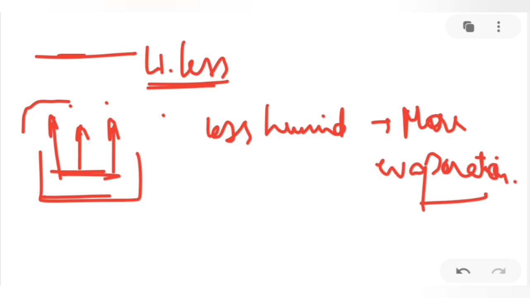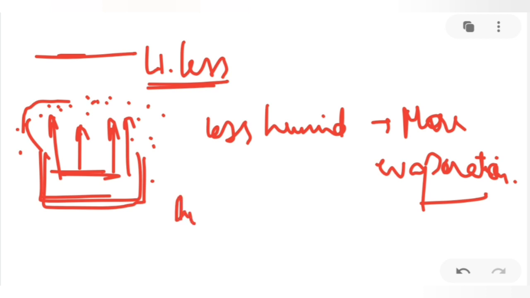And if there are so many water droplets in the surroundings, and we also have water in the container, less water will try to evaporate into the atmosphere. Why? Because water is already present in the atmosphere. So if the air is humid, evaporation will be less.